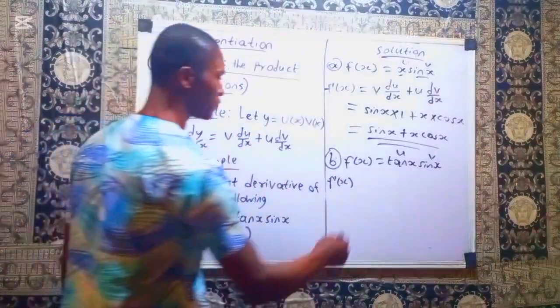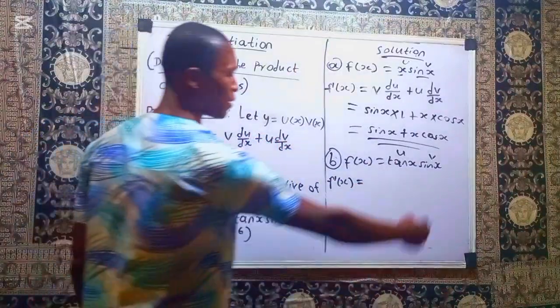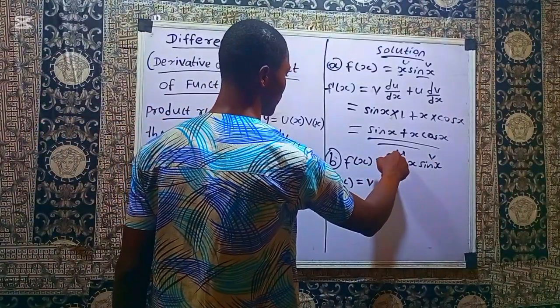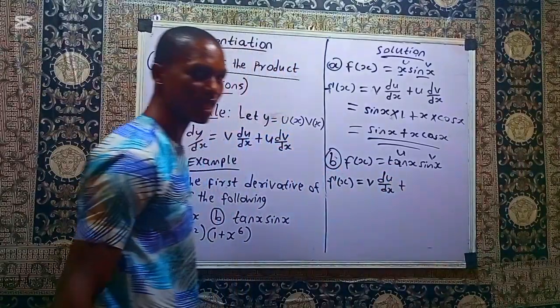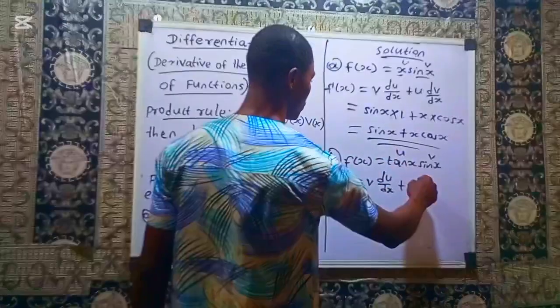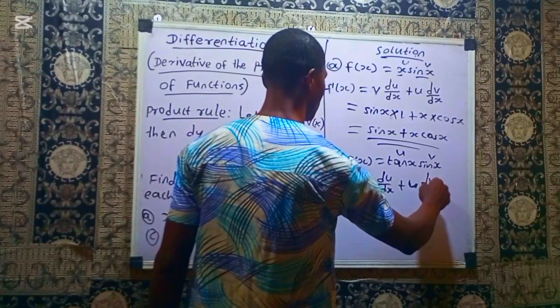write as f prime of x, will be what? What do I do using the formula? I will keep v, right? V, then I'll differentiate u, du dx. Then after that I'll put plus. This time around, what I'll keep is the first one, u. I'll differentiate the second one, v, dv dx.